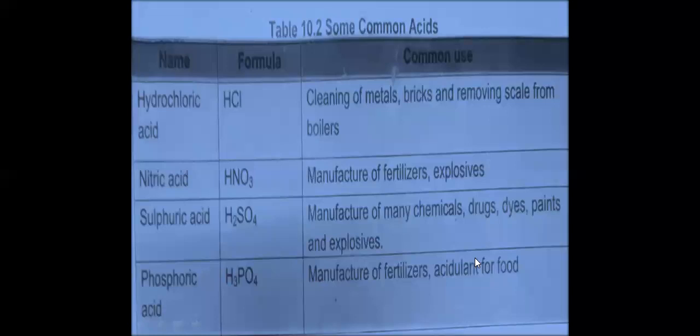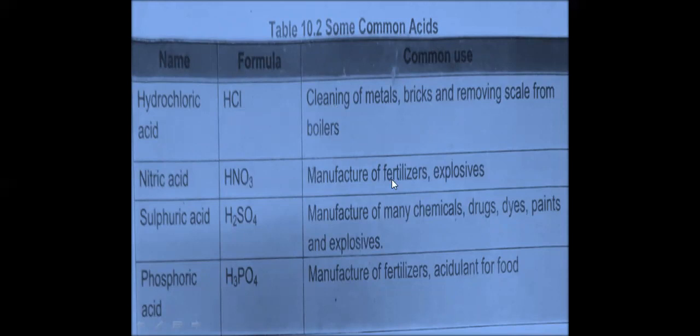Some other important Arrhenius acids are hydrochloric acid, nitric acid, sulfuric acid, and phosphoric acid. Dear students, you can see that all these acids are composed of hydrogen atoms. So as they are composed of hydrogen atoms, definitely they will ionize in solution and give hydrogen ions. HCl or hydrochloric acid is used for cleaning of metals, cleaning of bricks, and removing scales from the boilers.